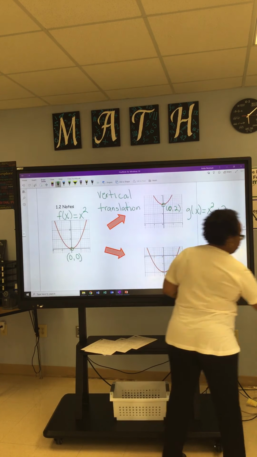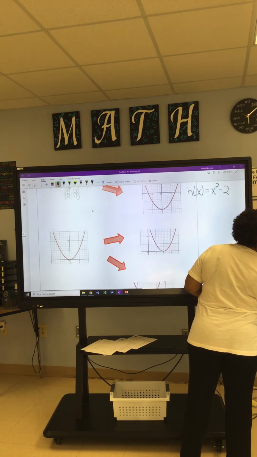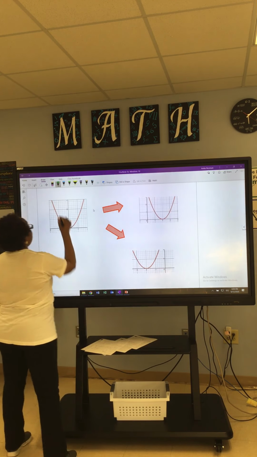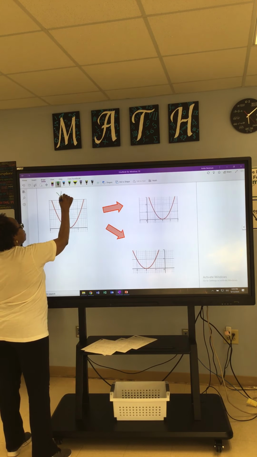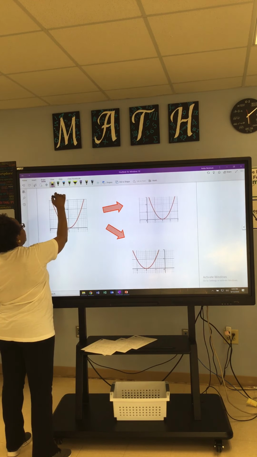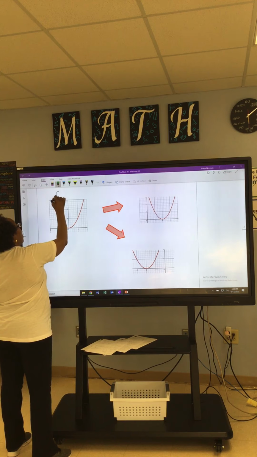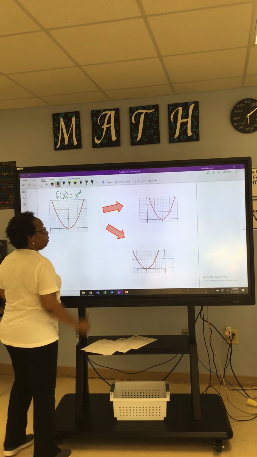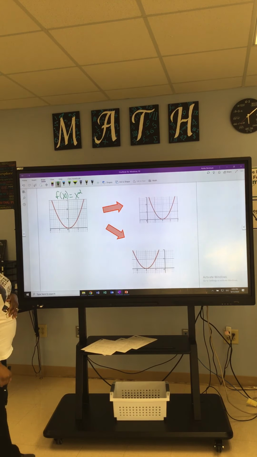Let me scroll it up again. So here's our last one. Again, we have our parent function. Y equals, excuse me, I didn't even put y equals. I went back to algebra 1 for a second, didn't I, guys? Let's try f of x. That's our function notation. f of x equals x squared, okay? f of x equals x squared.